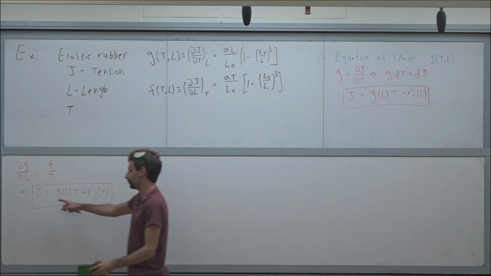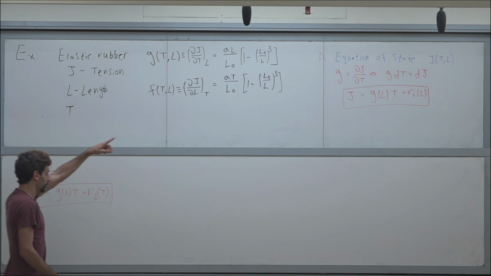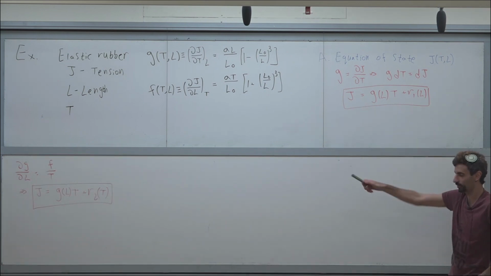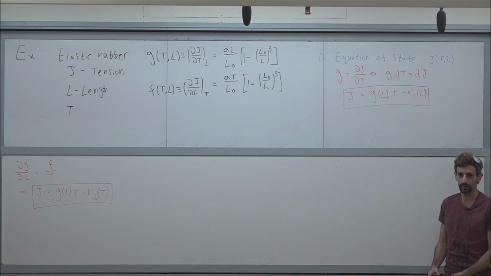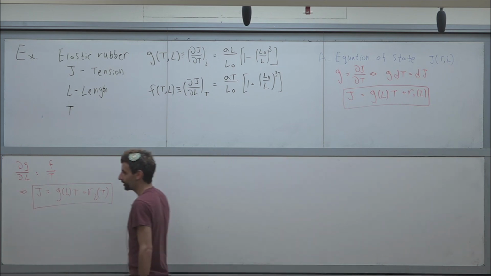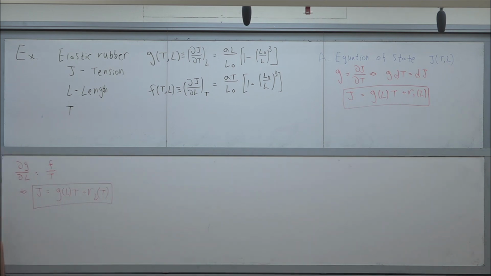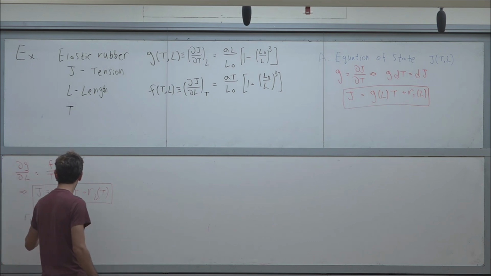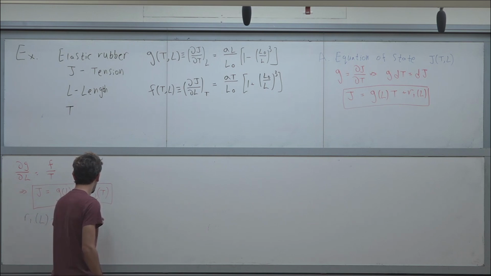Good. So we have two solutions for J, and we can compare them. If you compare them, you can see they are exactly the same up to the constant. But we have one constant that is L dependent and one constant that is T dependent. And they need to be the same, so R1 as a function of L needs to be equal to R2 as a function of T, so they have to be equal to some constant R.